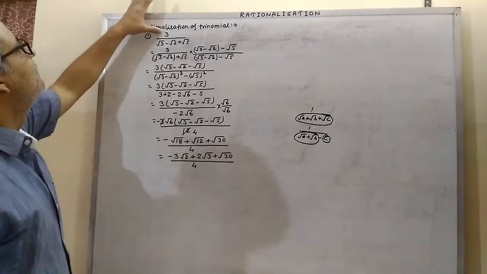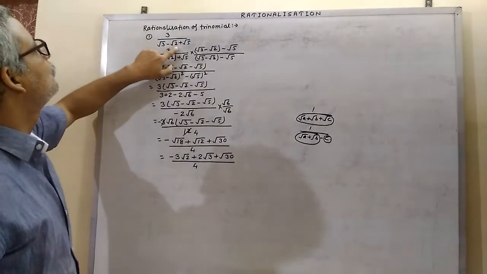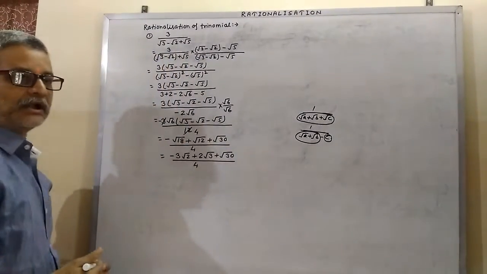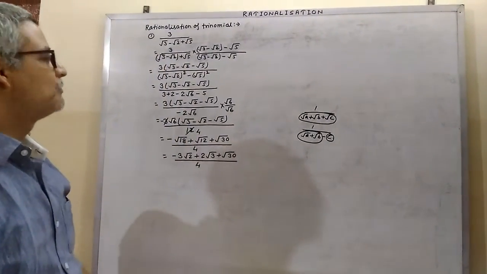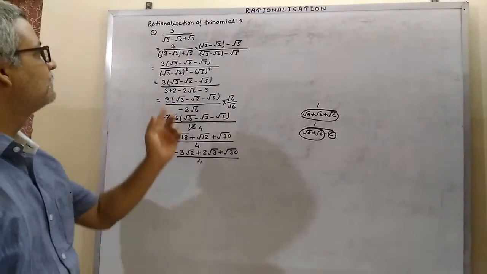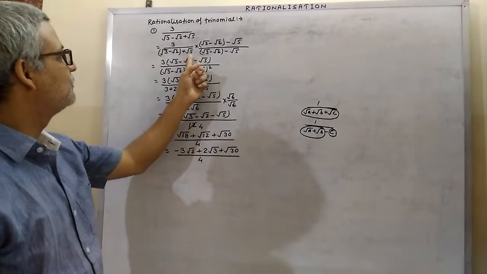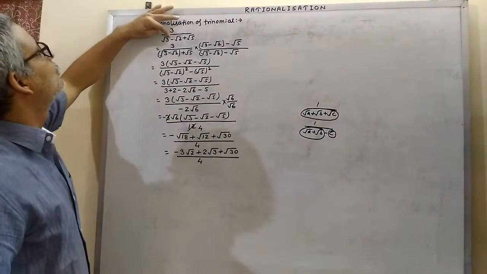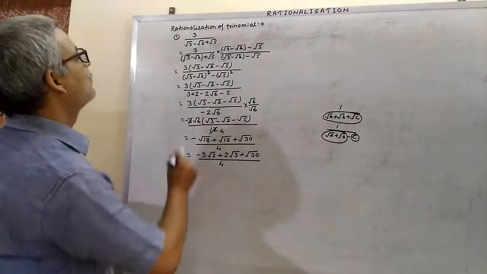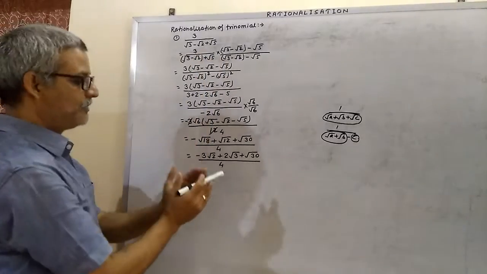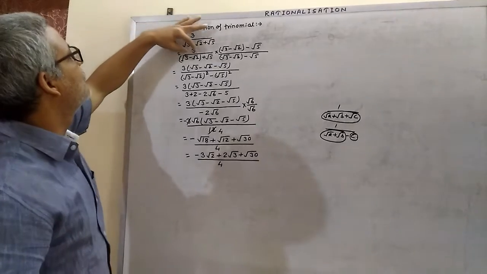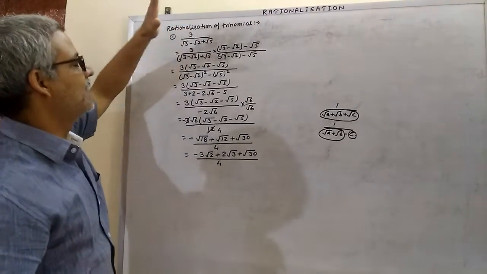For example, 3 by root 3 minus root 2 plus root 5. Now here all three terms are irrational. In trinomial rationalization, what will we do? Make two terms in one place and the third term separate. So either root 3 minus root 2 we keep as one term and root 5 separate, or root 3 plus root 5 in one place and root 2 separate. Any two terms write together in a bracket and make the third term outside.